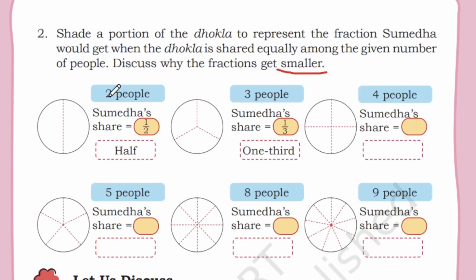For 2 people, Sumedha's share is 1 by 2. If 2 people came in, the Dokla will be shared between the 2 of them, so half of the portion will be got by Sumedha. Here half is already written. You have to shade Sumedha's part here, so I'm shading it.